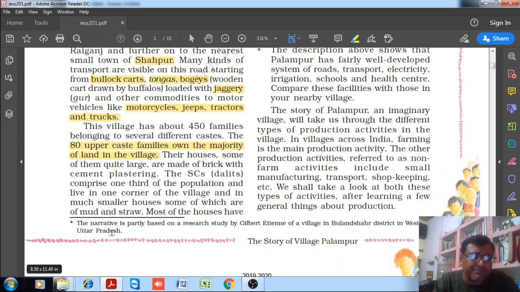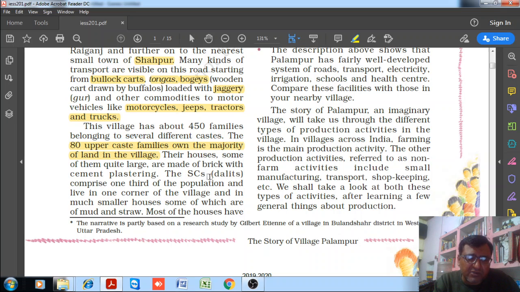Their houses, some of them quite large, are made of brick and cement plastering. Means these 80 families have permanent houses, or you know that in geography it is called pakka houses. So they have concretized houses, and their houses are quite large.